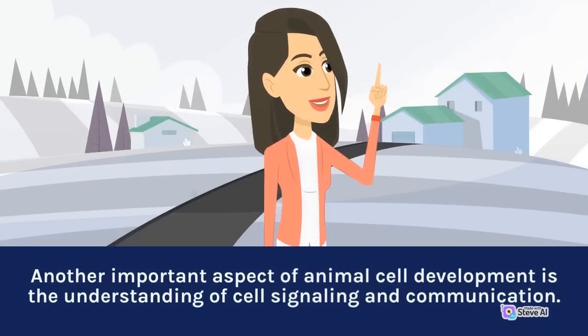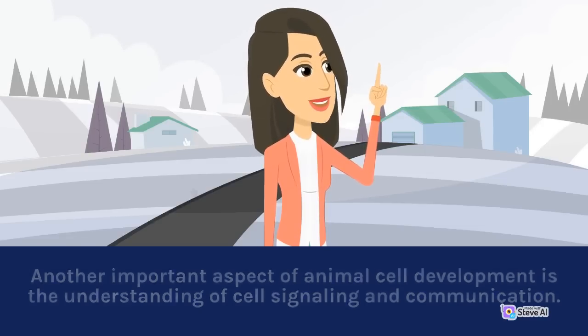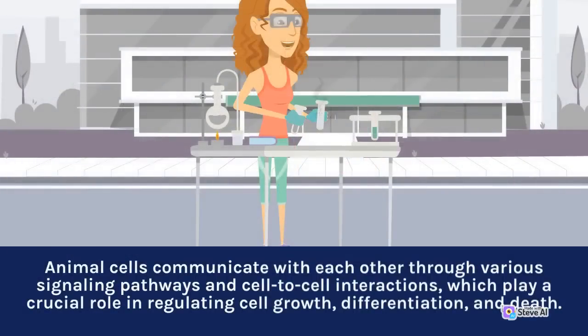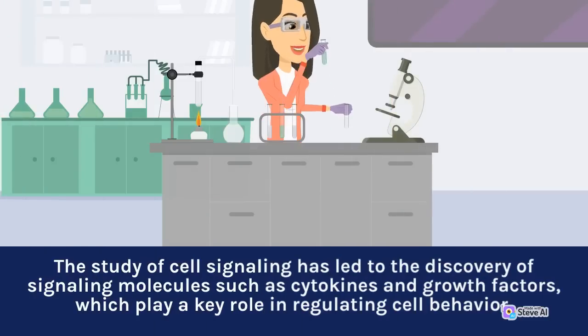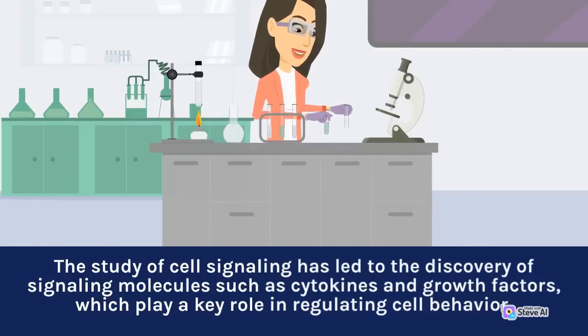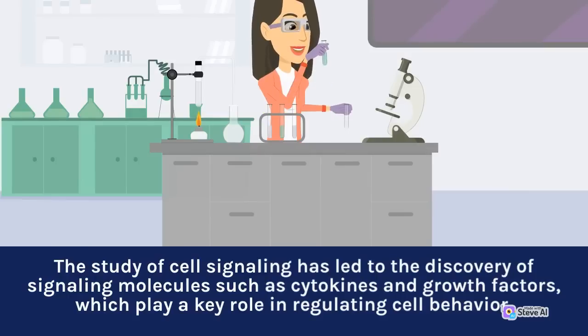Another important aspect of animal cell development is the understanding of cell signaling and communication. Animal cells communicate with each other through various signaling pathways and cell-to-cell interactions, which play a crucial role in regulating cell growth, differentiation, and death. The study of cell signaling has led to the discovery of signaling molecules such as cytokines and growth factors, which play a key role in regulating cell behavior.